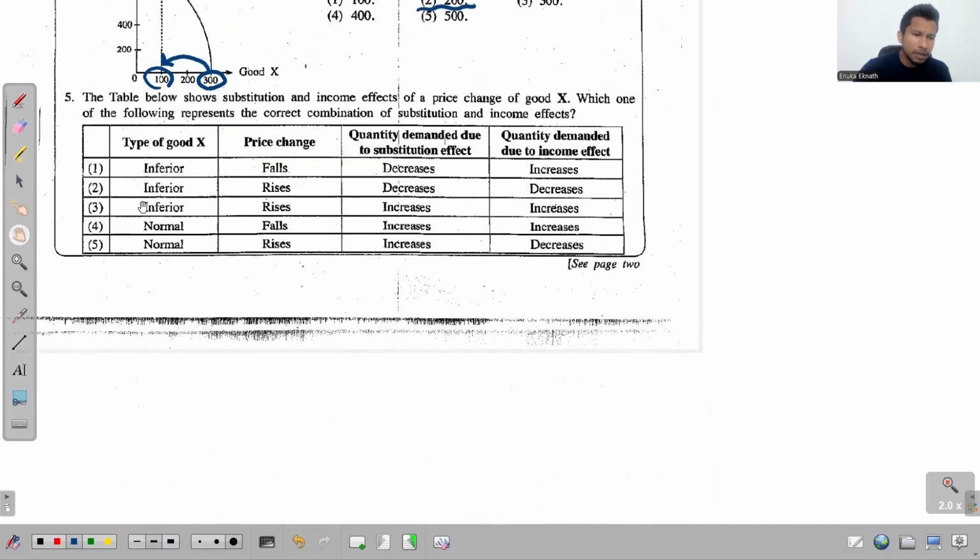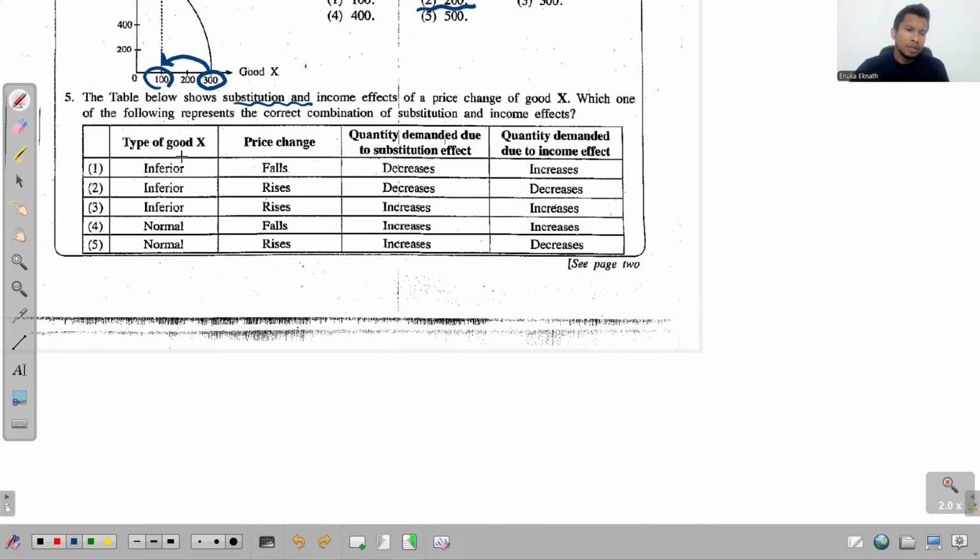Right, look at this question 5. This says the table below shows substitution effect and income effect of a price change of good X. And for the time being, we don't know whether this good X is a normal good or an inferior good. So it can be any. And then it says, which one of the following represents the correct combination of substitution and income effects?